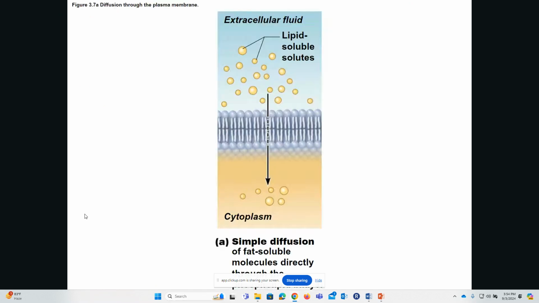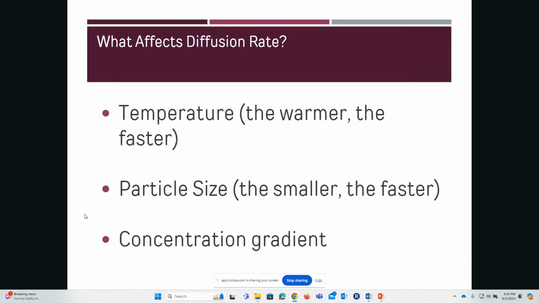Here we have lipid-soluble solutes moving from a high concentration outside the cell to an area of low concentration inside the cell. And notice no channel or carrier protein is required. So this is a great example of simple diffusion. It's simple because we need nothing to facilitate this movement.